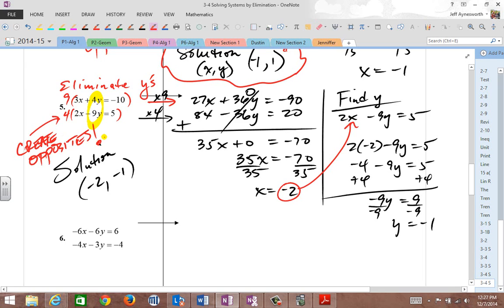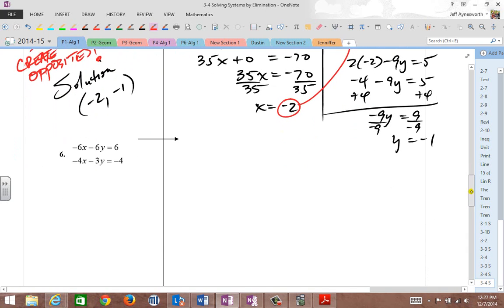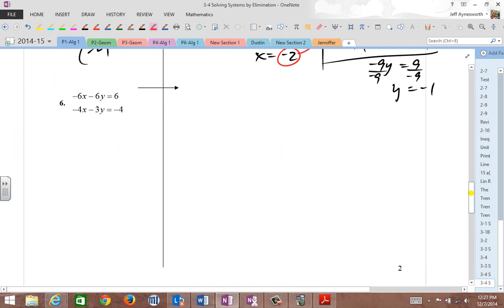I wouldn't use this method if the equations are in different forms, but like if, for example, one's in slope-intercept form and one's in standard form, I wouldn't use this method. I'd use substitution, but here this lends itself really well. Okay. All right, last one here.